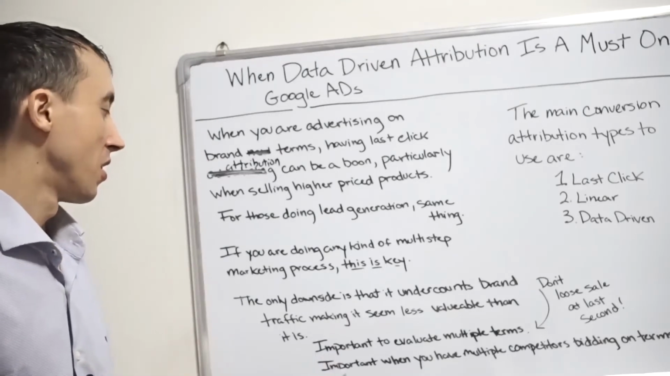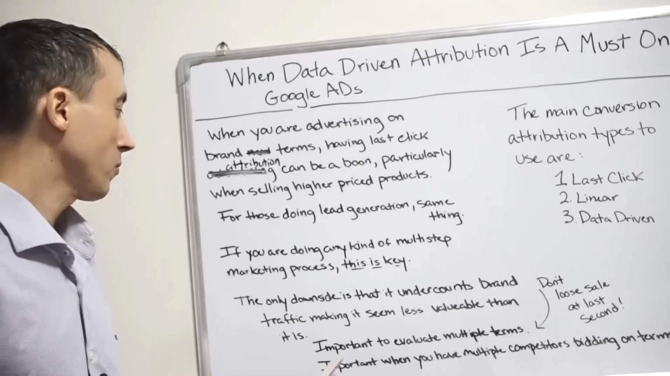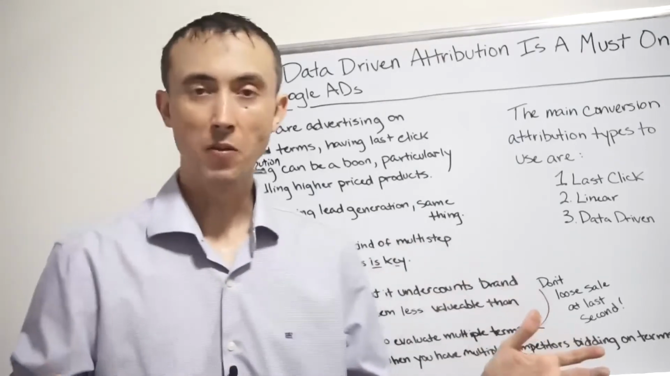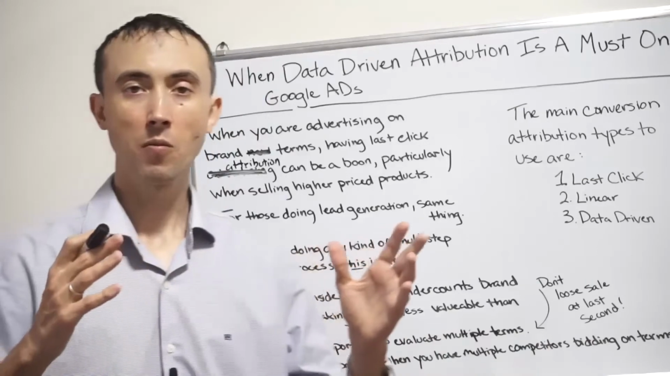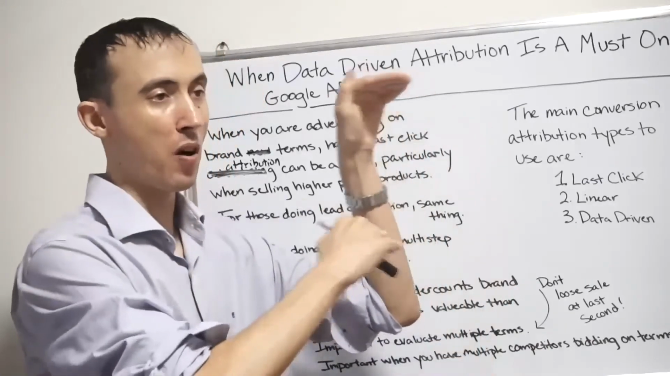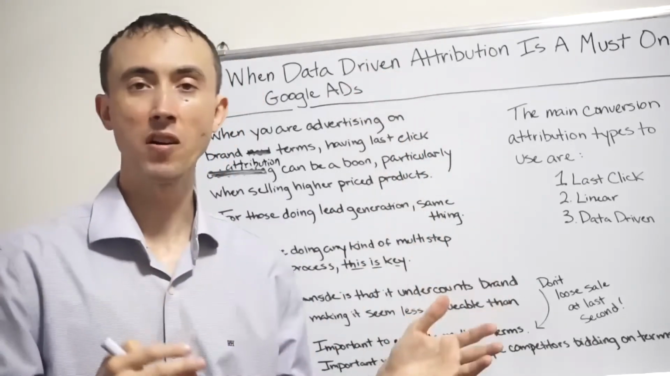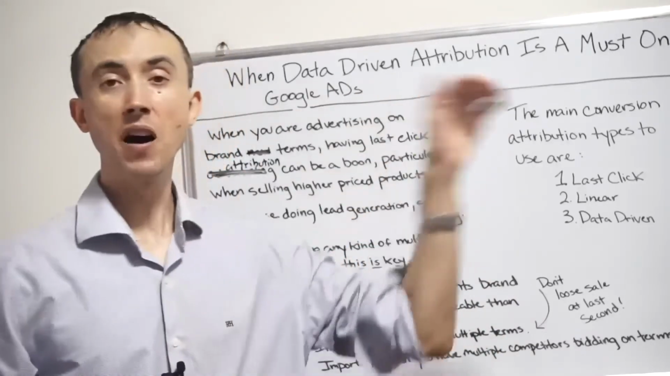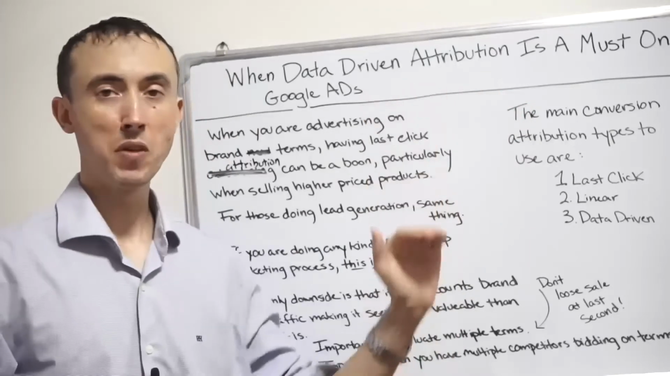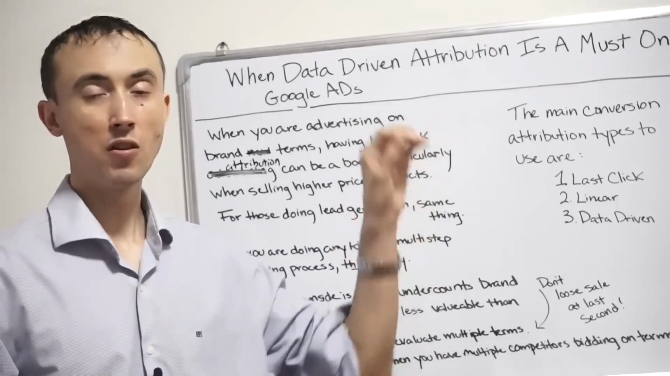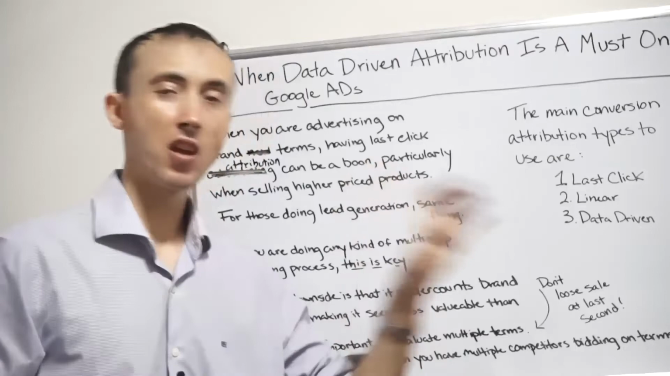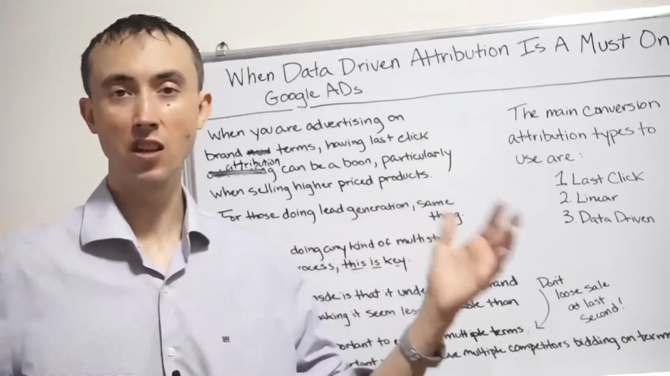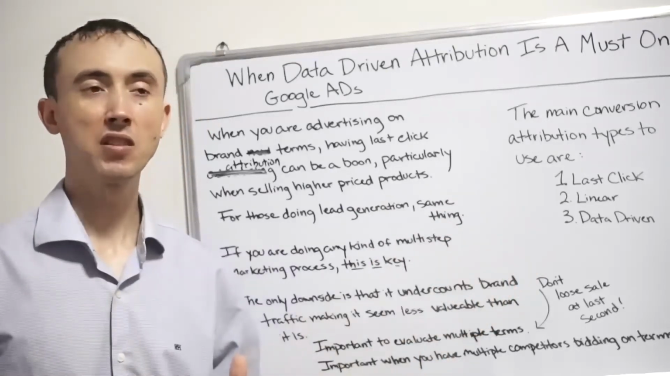In simple terms, I also put here, it's important when you have multiple competitors bidding on your brand terms as well. Of course, if you have different people actually showing up on your brand searches, it's even more important to make sure you don't undervalue brand so that you're there above them. Because if you let other people be above you, a higher percentage of people will get diverted towards those competitors.